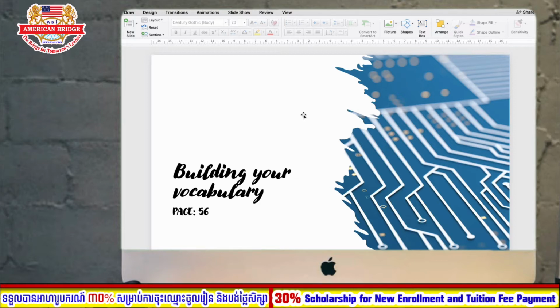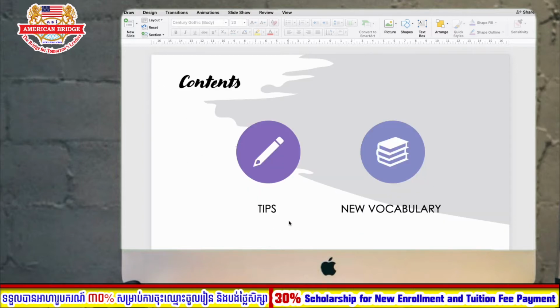That is why in this book there is a section called Building Your Vocabulary at the end of the units. In each unit there will be this section in order to remind you that vocabulary is also important to improve. So this lesson is on page 56, and you will see some of the vocabulary that you need to know from this unit. Okay, so here are the contents of what we are going to study in this video.